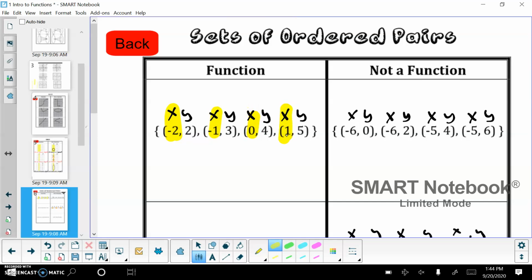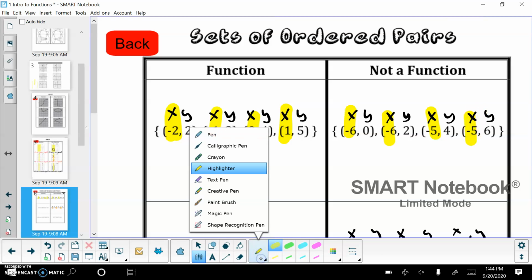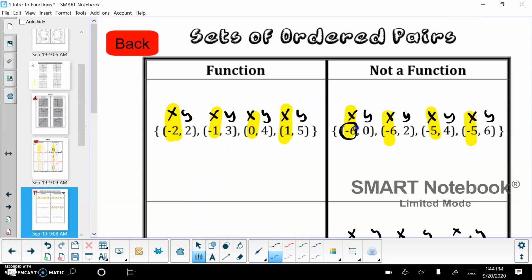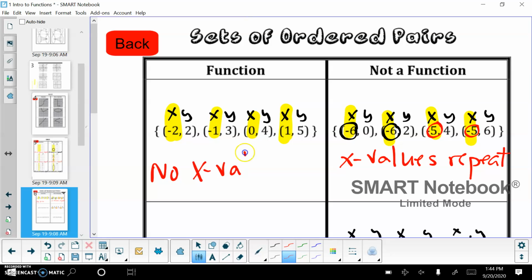Okay, and if I look at these, I don't have any ones that repeated. I'm going to go over here to my X values. Oh yes, I definitely have some repeaters. I've got -6 repeating there and -5 repeating there. So I've got X values repeat. And that's what makes it not a function. Whereas over here I have no X values repeat, and that's what makes it a function.